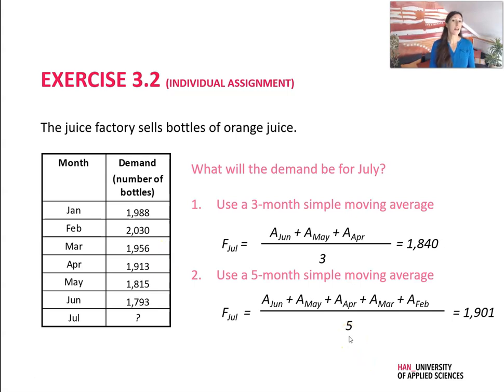So you can see it's a fairly straightforward average. It's a simple average that we are doing. And when you're using a 5-month moving average, the answer in this case would be 1,901. So you see how these two numbers are actually different.